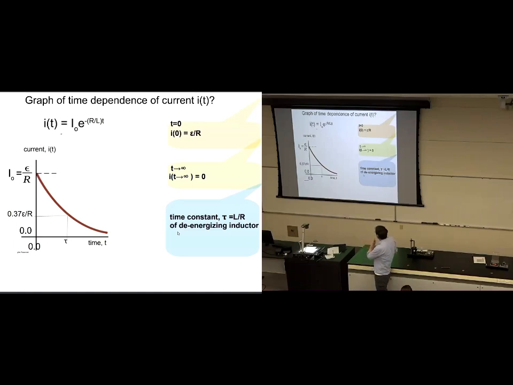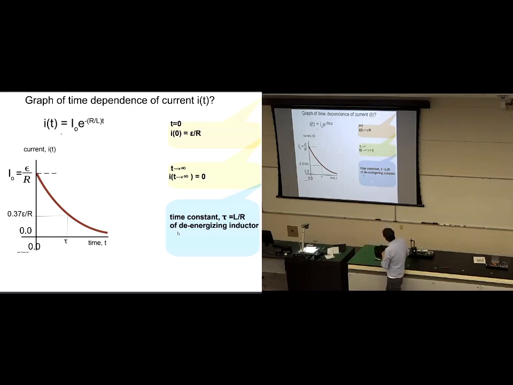Here's tau. I wrote it over here. R is over L in this equation because this is e to the minus t over tau. Tau itself is L over R, and so 1 over tau is R over L. I probably just made that completely worse than it already was.